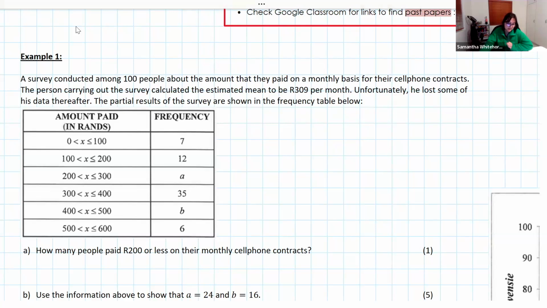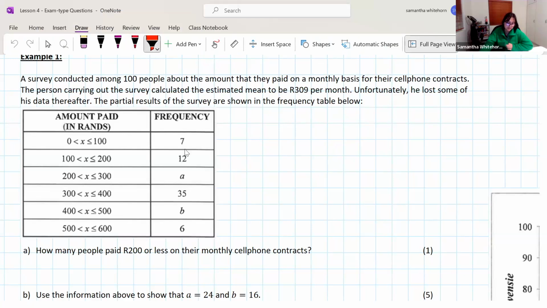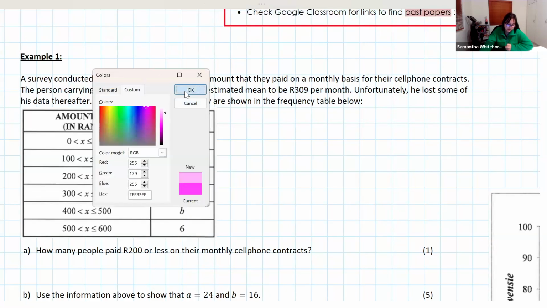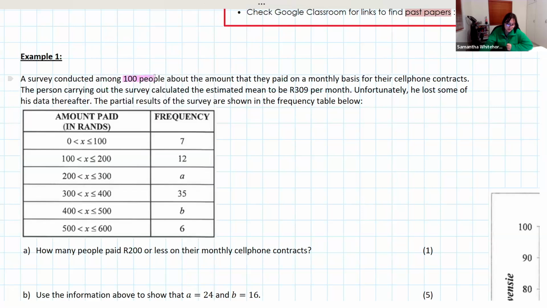Okay, so there's a couple pieces of information that we need to be mindful of that we do actually have here. So first thing is we were told that it was a survey amongst 100 people. So whatever happens, if I were to add my frequency column, I know that I must get 100. Okay, that's what that piece of information means.